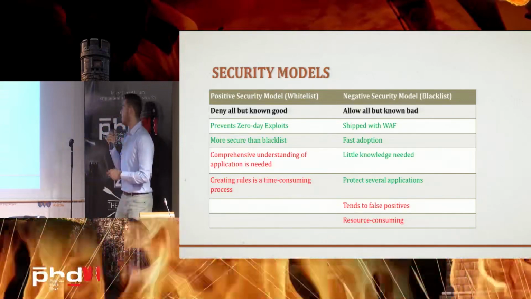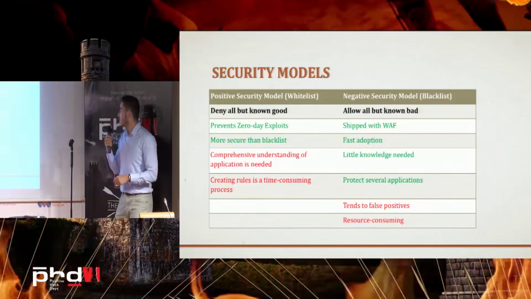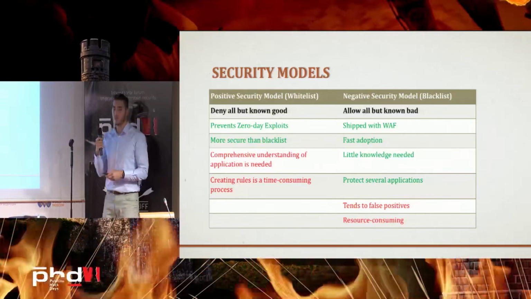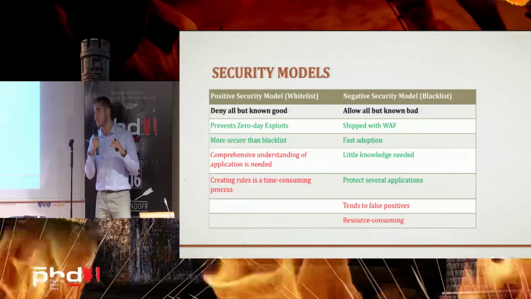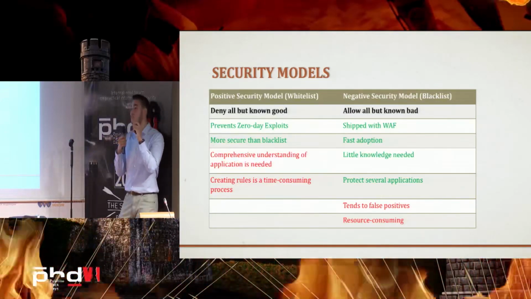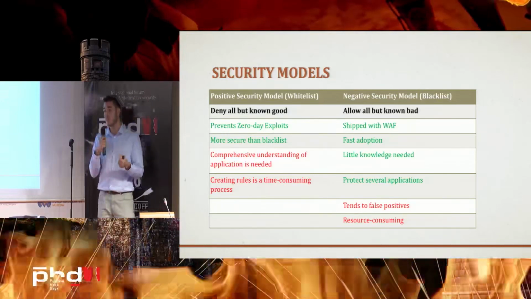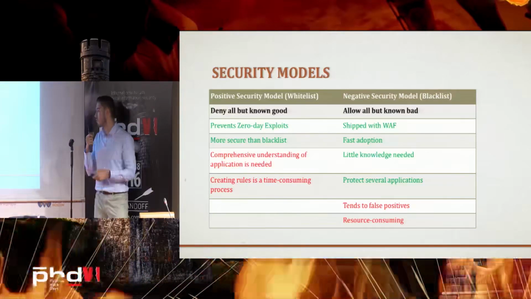Then we have the negative security model, which is also known as blacklisting or blacklist. To summarize it, allow all but known bad. So we have a list of bad payloads, of bad inputs, and every user input we try to match with this list. If there is a match, it is denied. And if we don't have a match, it is forwarded to the backend.